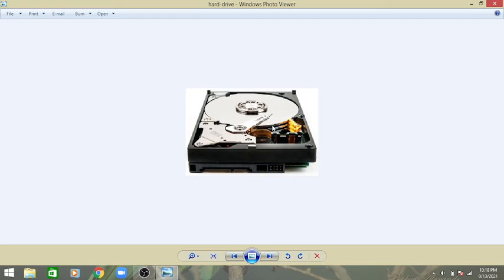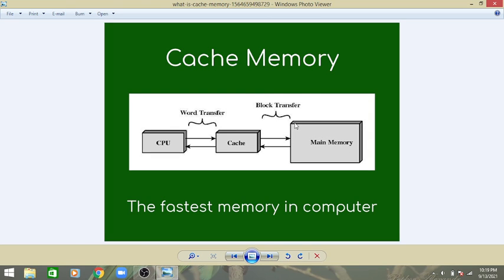This is not one platter, many platters are there. Like a gramophone pin, you can see this pin, and data is written on this side and the back side also. So this is a hard disk, and hard disks of 1 TB, 2 TB capacity are available. And this is the picture of cache memory.